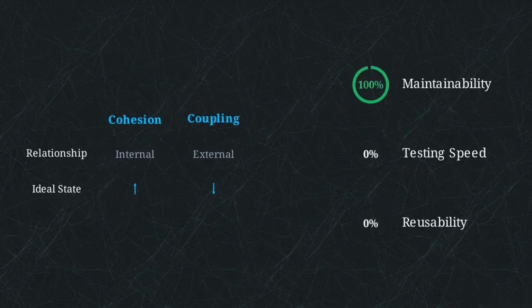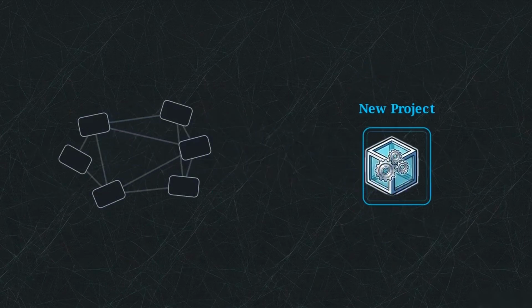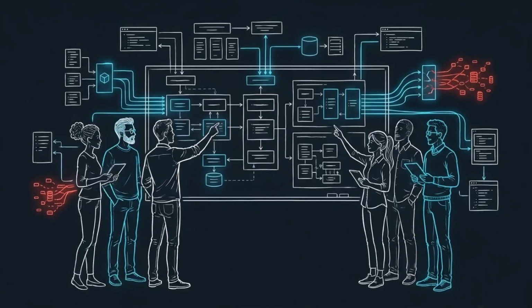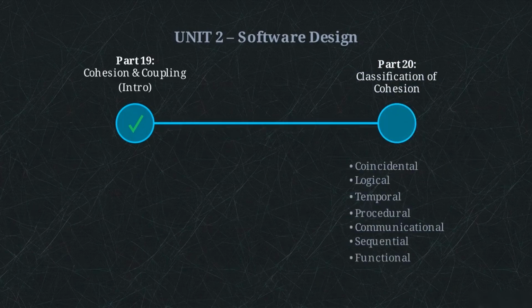When both metrics are optimized, the software becomes easier to maintain. Testing is faster because modules have single responsibilities, and code becomes more reusable because independent modules can be moved to new projects without bringing along a web of dependencies. Balancing these metrics is a core requirement for building professional, scalable systems. With this foundation, we can now examine the specific categories of cohesion used to evaluate code in the next part.